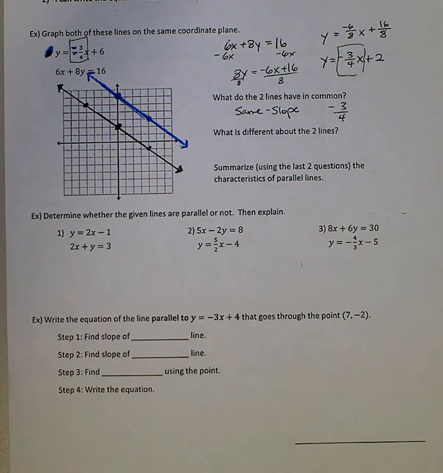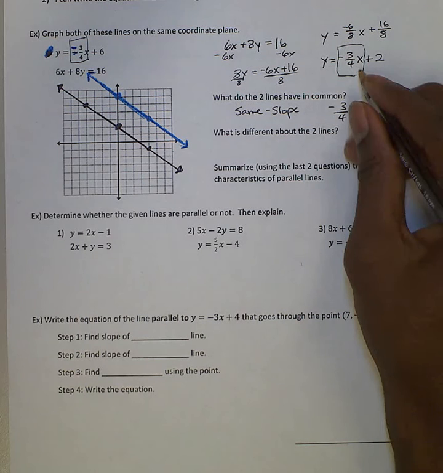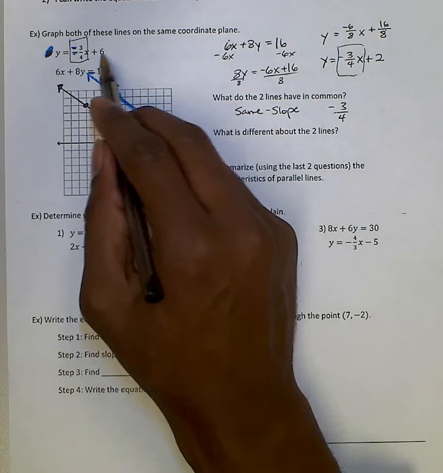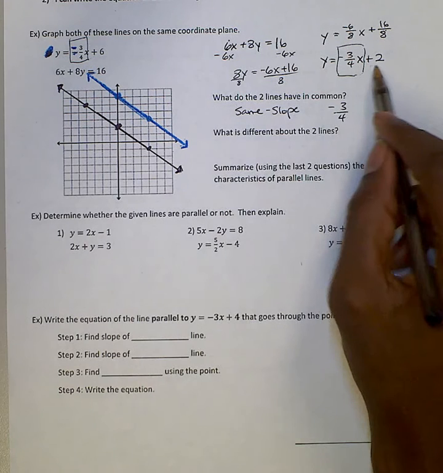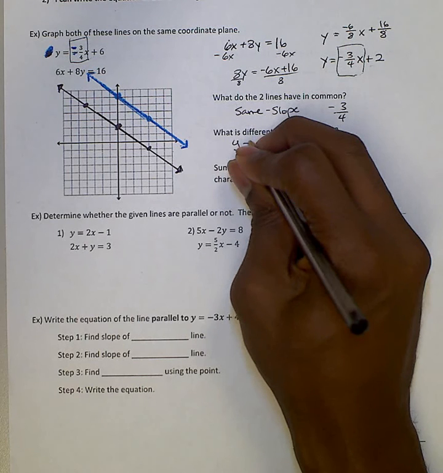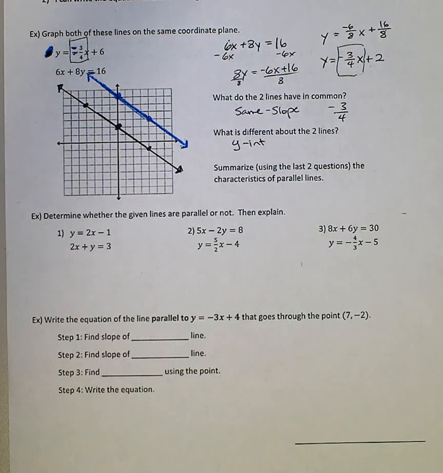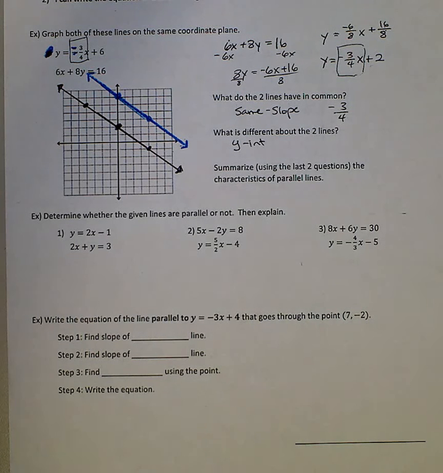What's different about these two lines? Again, looking at the equation, we can tell what's different about the two lines. In our first line, our y-intercept is 6. In our second line, our y-intercept is 2. The y-intercepts are different.